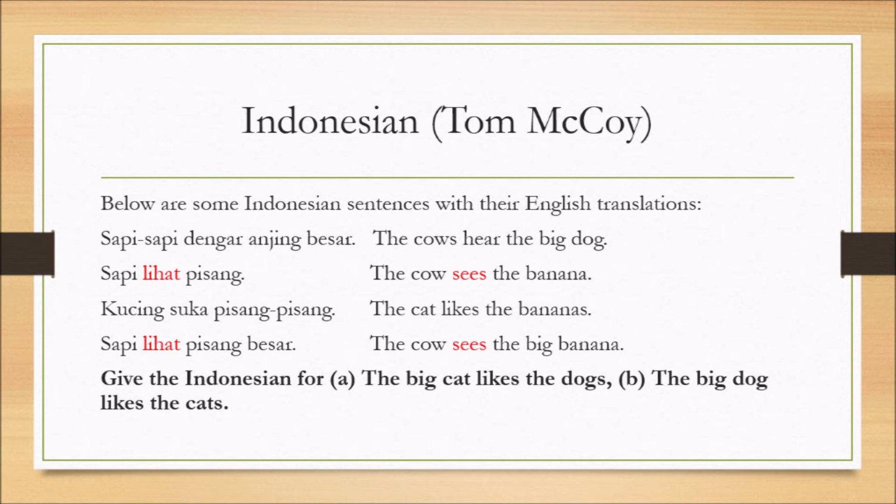Now let's look at the word for sees. Again, this appears twice in the English sentences, and there's a word which appears twice in the Indonesian sentences, lihat. So we might think that the verb in the Indonesian sentences comes straight after the initial subject, like it does in English. Looks like that's probably the case because we've got two distinct words there that match likes and sees. So we're probably okay so far.